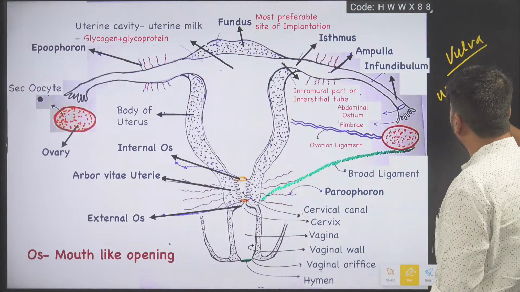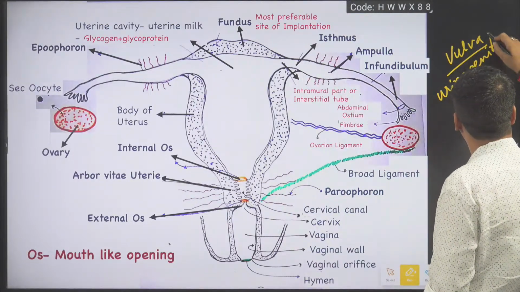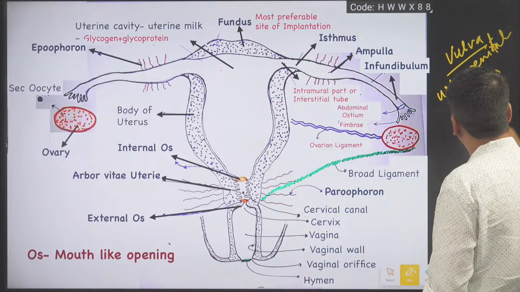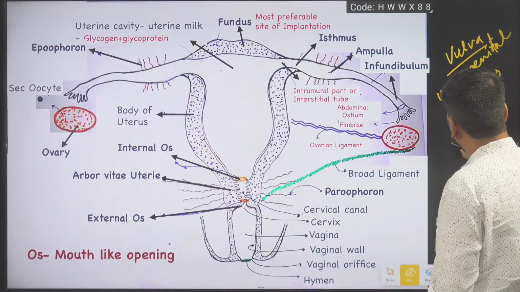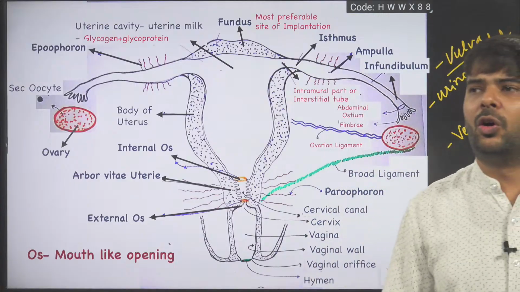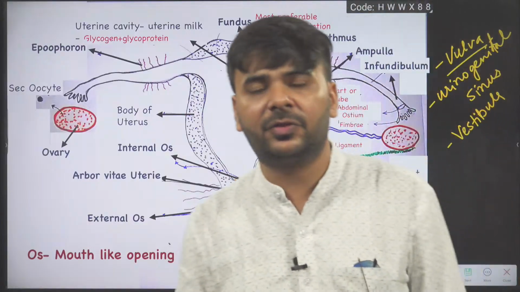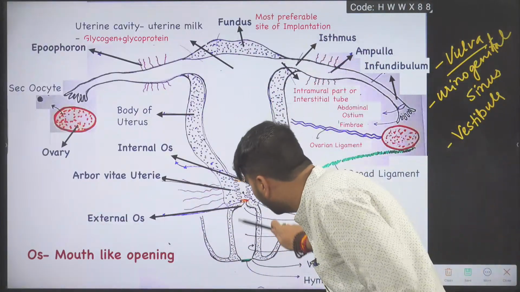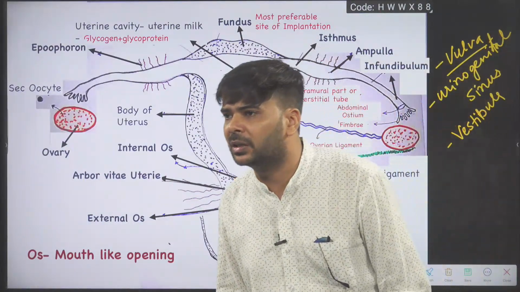or urinogenital sinus, or vestibule. These are the names you can use. Okay, vulva or urinogenital sinus or vestibule. The externally visible structure in the female reproductive system is not the vagina. The vagina is an internal tube-like structure, the copulatory organ in females. I think this concept is clear.